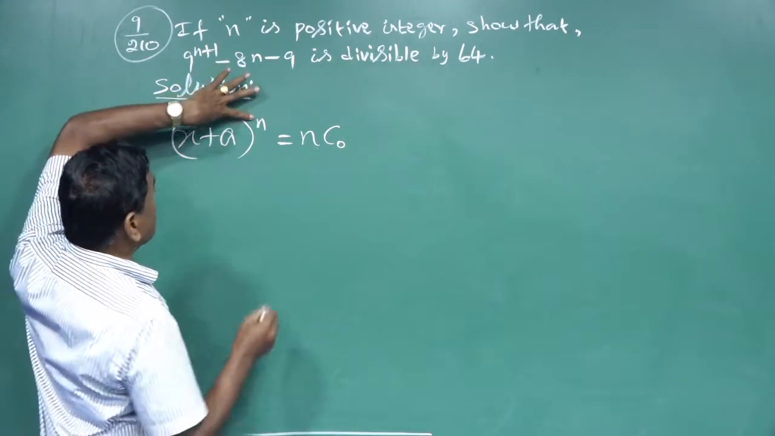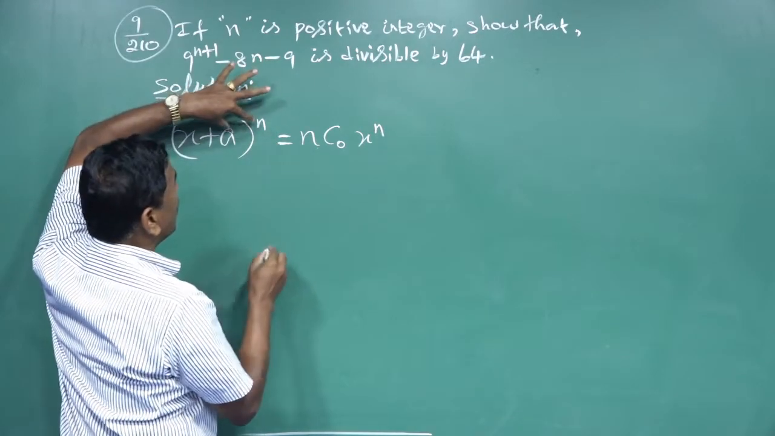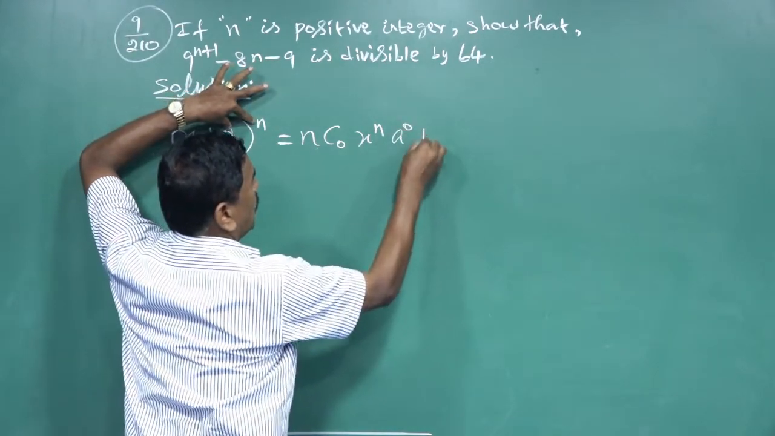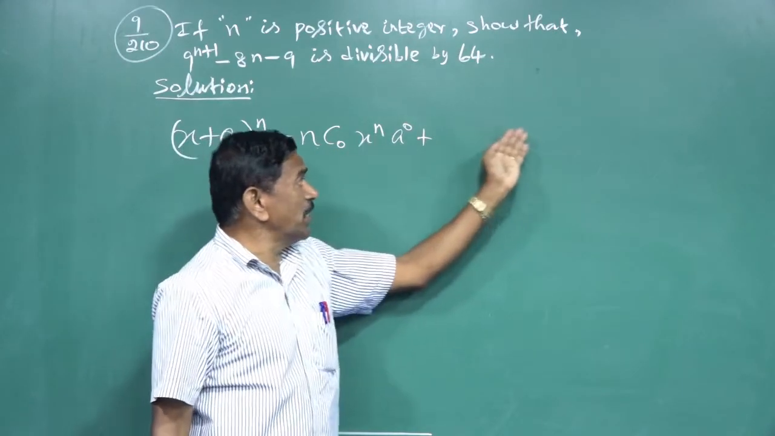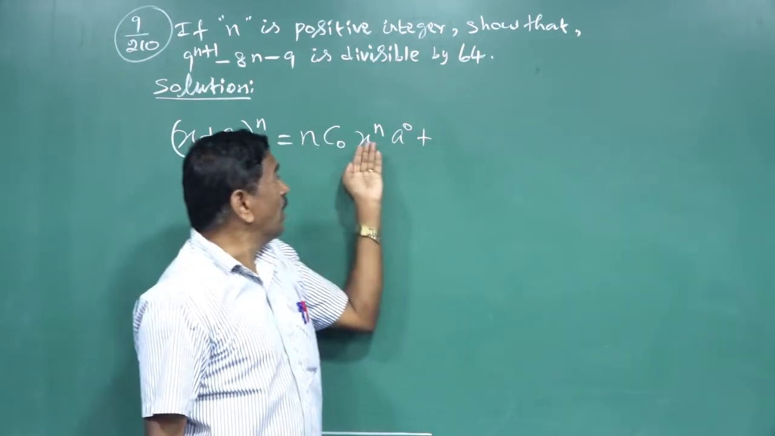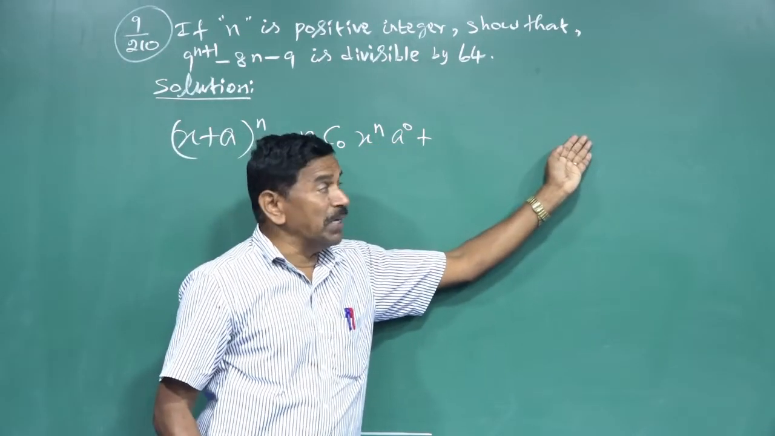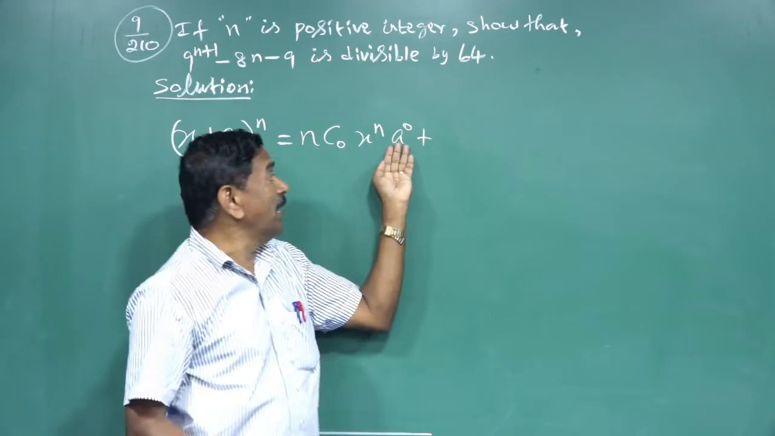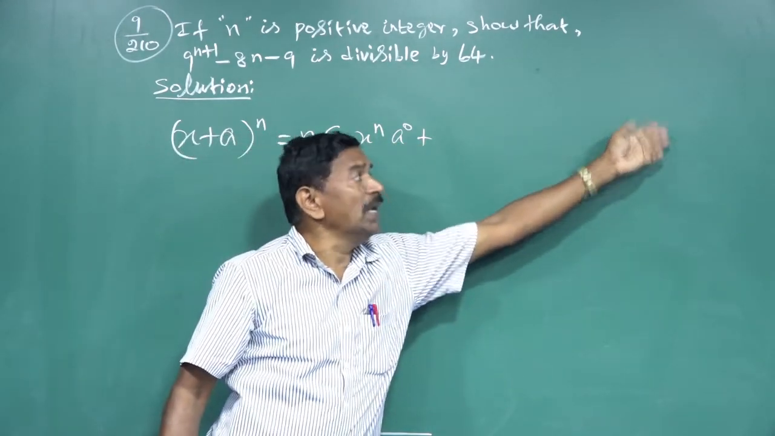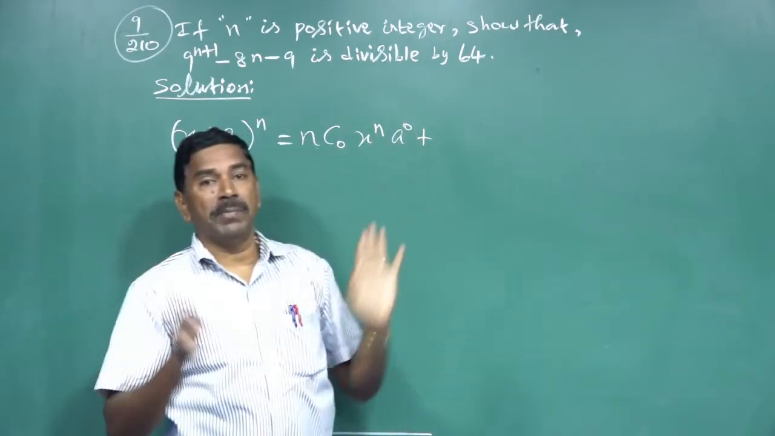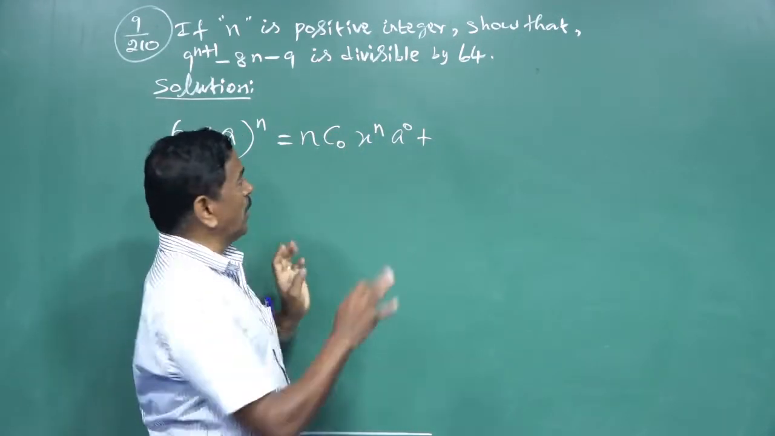(x plus a) the whole power n is equal to nC0 into x power n into a power 0, plus, now the combinations are increasing: nC0, nC1, nC2, etc., nCn, and the x powers are decreasing: x power n, x power n minus 1, x power n minus 2, etc., and the a powers are increasing: a power 0, a power 1, a power 2, a power 3, etc., a power n. So this is the binomial theorem.